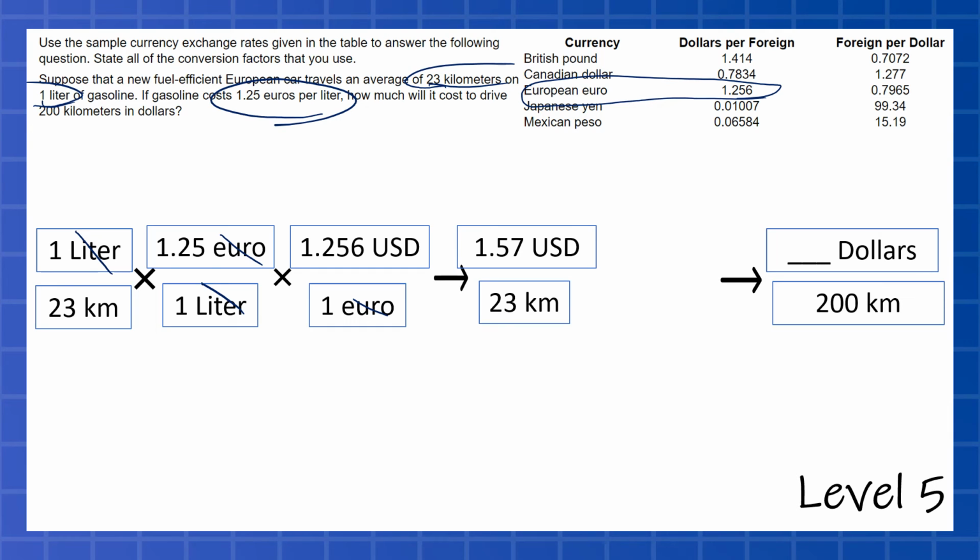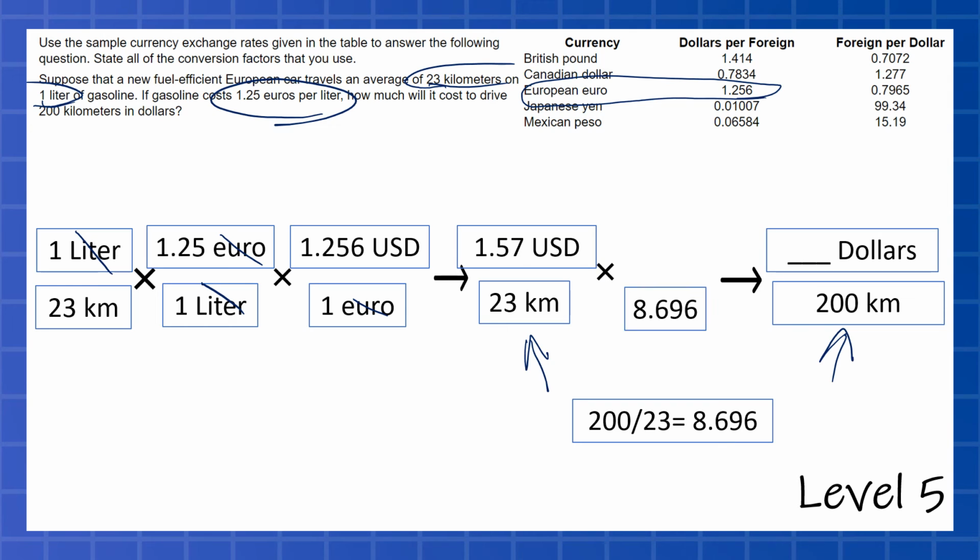But I don't want to know how much it costs to go 23 kilometers. I want to know how much it costs to go 200 kilometers. So what we need to figure out is, what do we need to multiply 23 by to get 200? And so I just did the quick division here, and I ended up with 8.696. That's what I need to multiply by, because I just divided 200 by 23. That means I need to multiply it by 8.696 to get to 200. And then I would get the answer to my question.